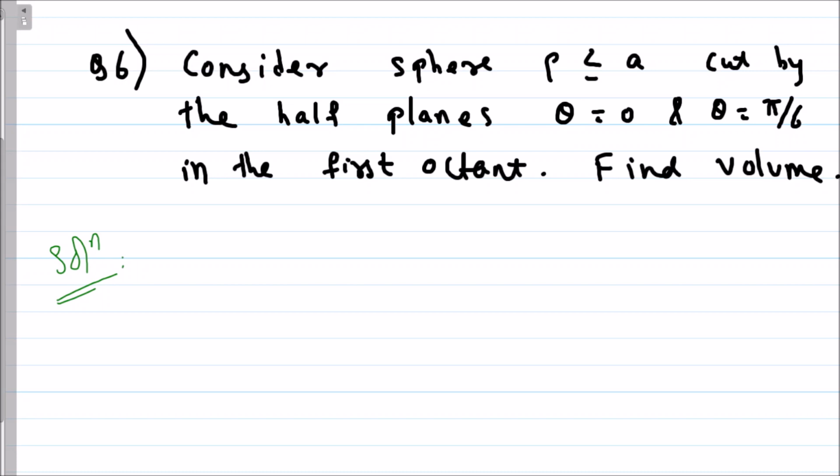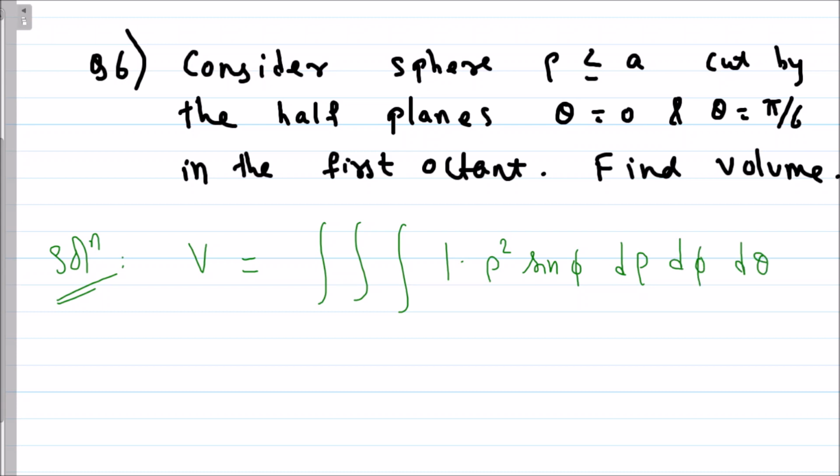Now you have to consider a sphere of radius rho less than or equal to 1. Now this is, I think, a very straightforward question, because you have to find the volume. Obviously rho is given, theta and everything, so you have to go by spherical coordinates. So triple integration, you have to find the volume. So 1 times rho square sin phi d rho d phi d theta. Correct. Now what is your rho? Rho is sphere of radius less than or equal to a. So rho is from 0 to a.